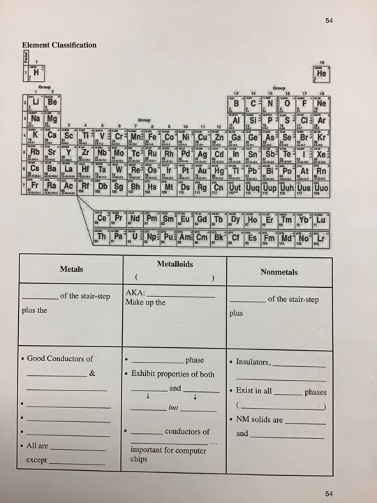Periodic table notes, page 54. So we're going to take a look at element classification. And if you look at this periodic table on this page and the periodic table in your reference table, there is a characteristic I want you to focus on. It is a bolded stair step that I'm going to go over in this yellow.